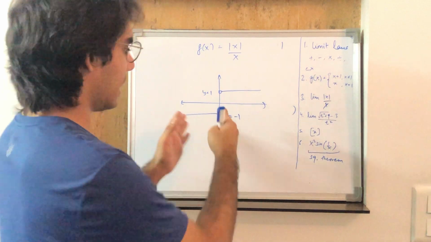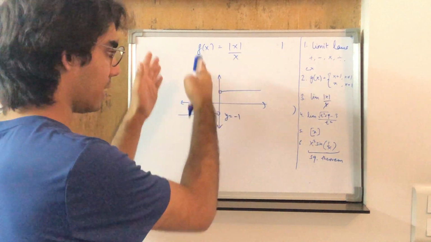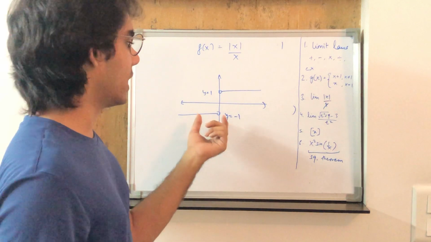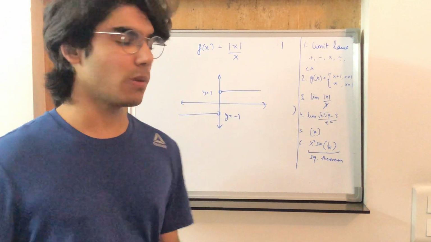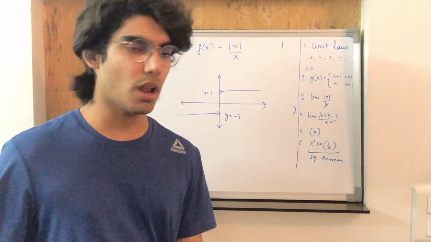So for x less than 0, which is on the left-hand side of the y-axis, we know that the value is just going to be y is equal to negative 1, right? That value is always going to be negative 1. And for the positive x value, it's going to be y equals 1.